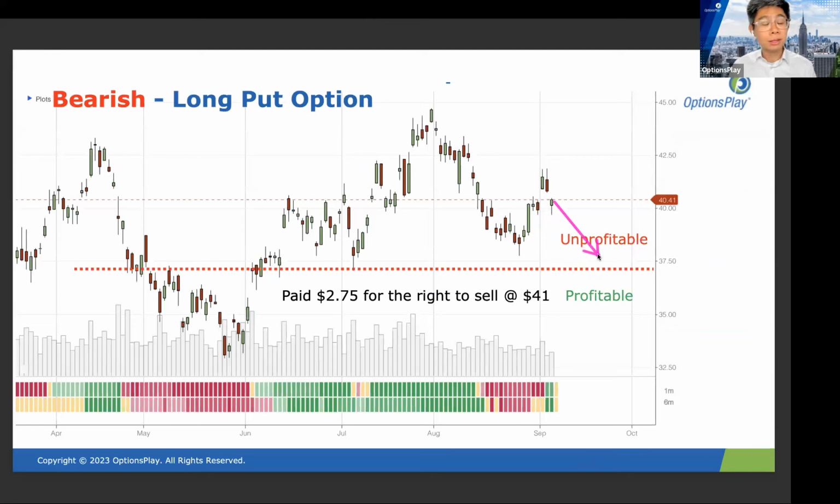Which means that if you have a bearish view on Freeport-McMoRan and you buy that put option, not only do you have to believe the stock is going to move lower, you have to believe it's going to move lower below your break-even price of $38.25. It has to move lower below that level in order for you to be profitable. Does that make sense, everyone? Please type 3 into the chat window if that makes sense to you.